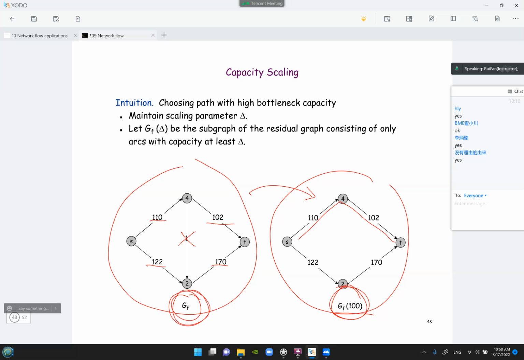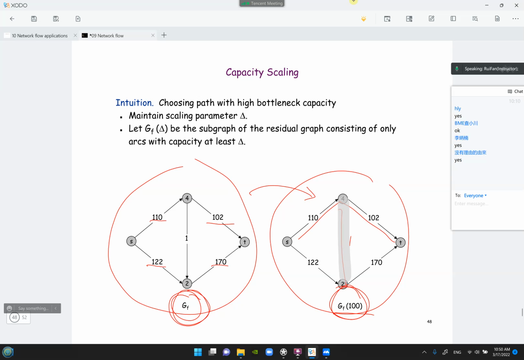So the idea is that we are going to go from this original graph to the special graph with only big edges. And then we're going to find a flow in this special graph. But then after that, we're going to add back in the edges that you took out. We're going to add in these other edges later on.